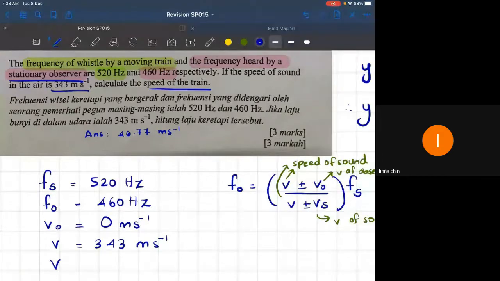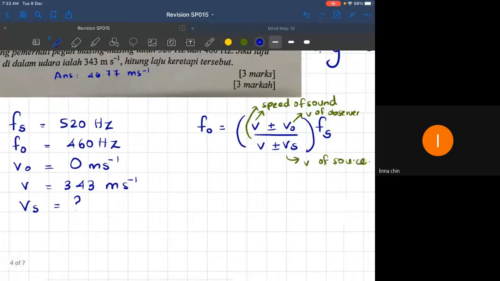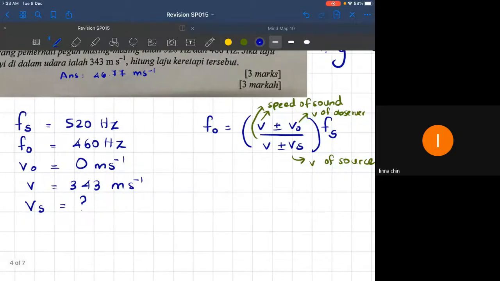Okay. And then kita pun masuklah dalam formula ni kan. Okay, F naught kita ada sudah sama dengan 460. Okay. And then kita tahu kita ada 343. Okay, sebabkan V naught kita adalah kosong, so this one will be 0 lah. Okay. Over 343 plus minus Vs adalah apa tu? Kita nak cari lah kan. And then Fs kita adalah 520. Okay, so sekarang kita ada satu masalah di mana kita tak tahu ada plus ke ataupun minus.